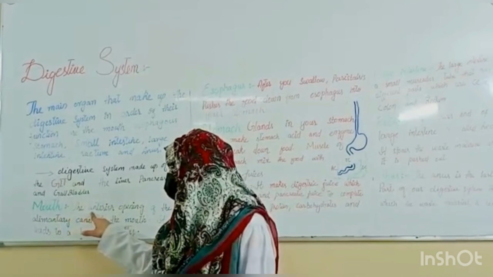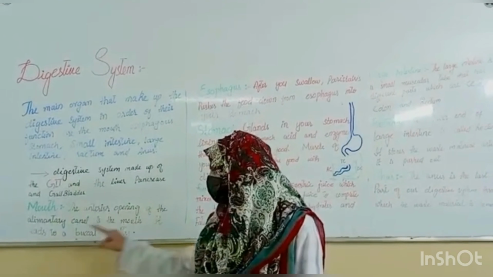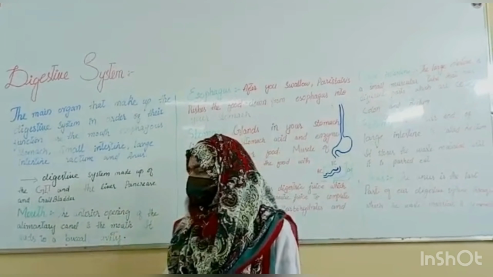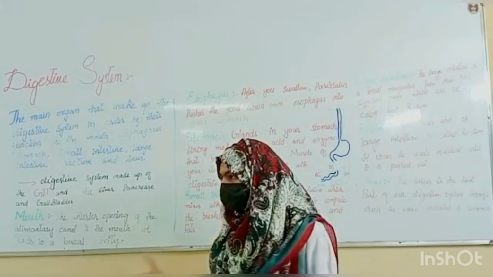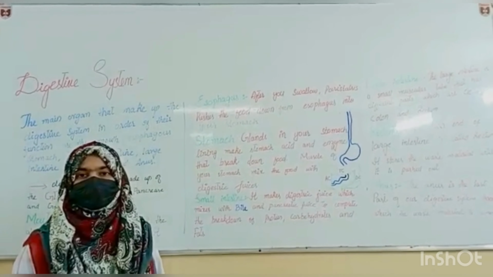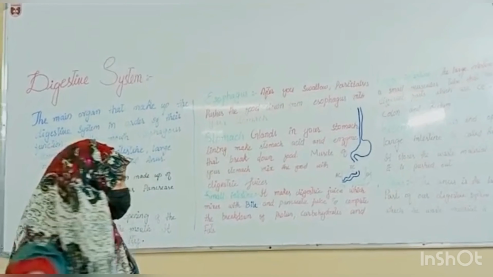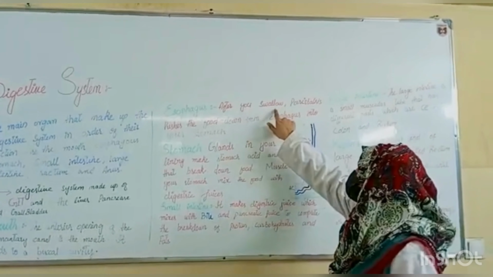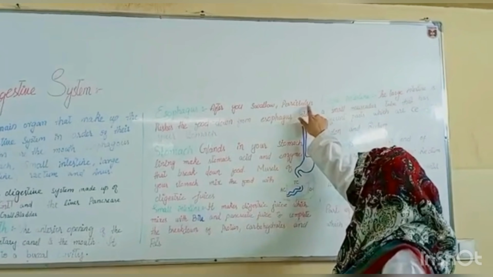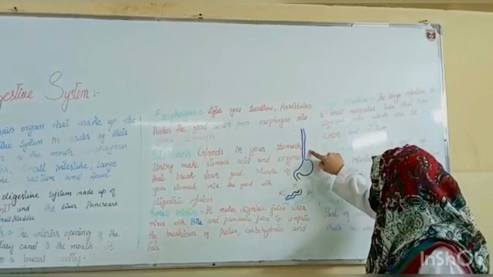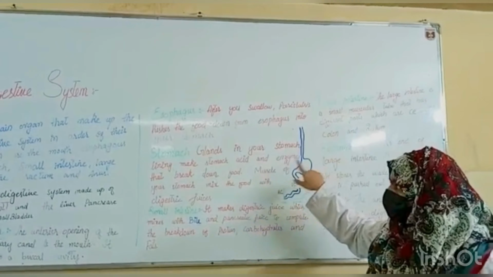Mouth: the anterior opening of the alimentary canal is the mouth. It leads to the buccal cavity and oral cavity where teeth, tongue and salivary glands are present. Esophagus: after you swallow, peristalsis pushes the food down from the esophagus into the stomach.